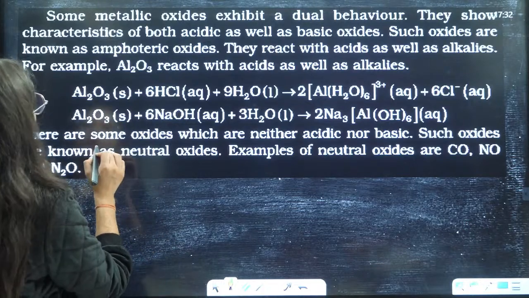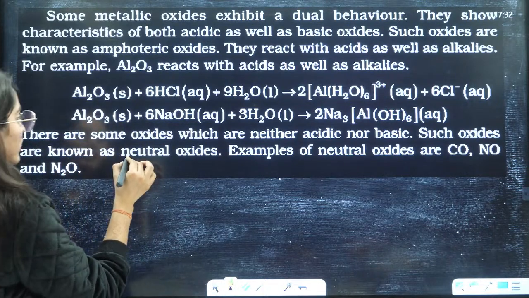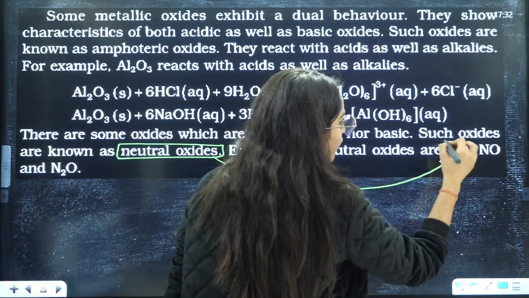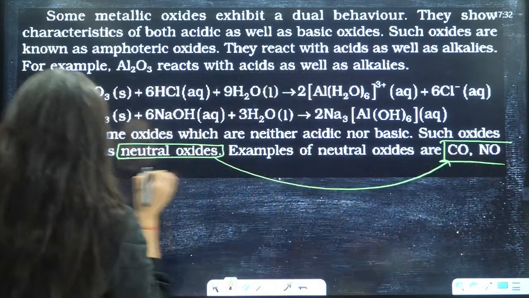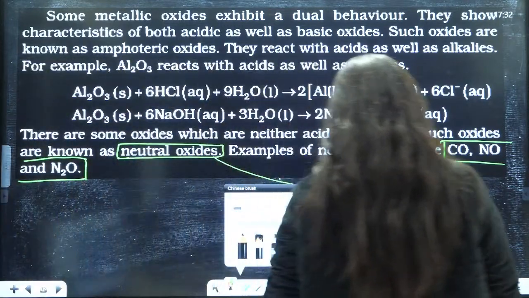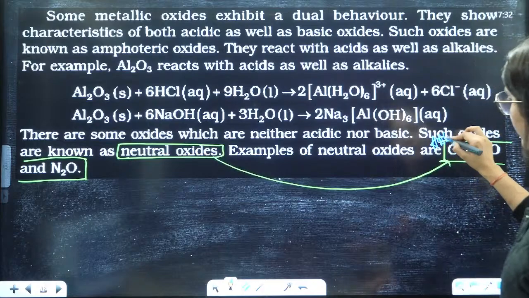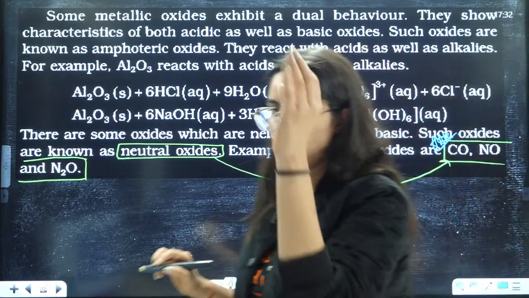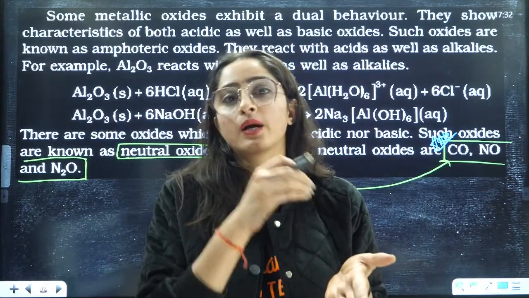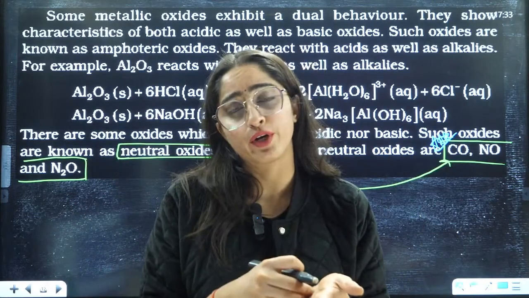Next is neutral oxides, right? What are neutral oxides? The examples of neutral oxides are important: carbon monoxide, NO and N2O, right? These are your neutral oxides. Very, very important. Please note down one thing. On a blank page, write down acidic, basic, neutral and amphoteric oxides.